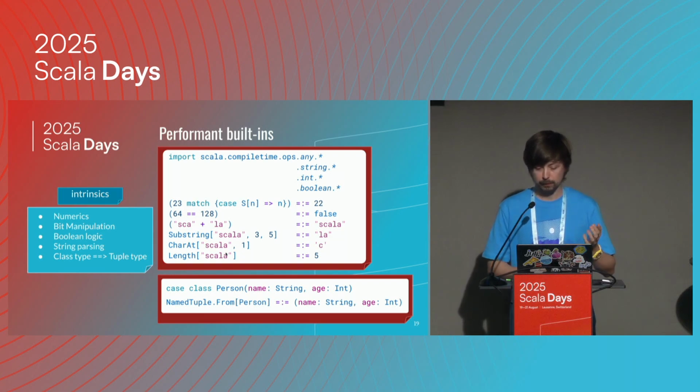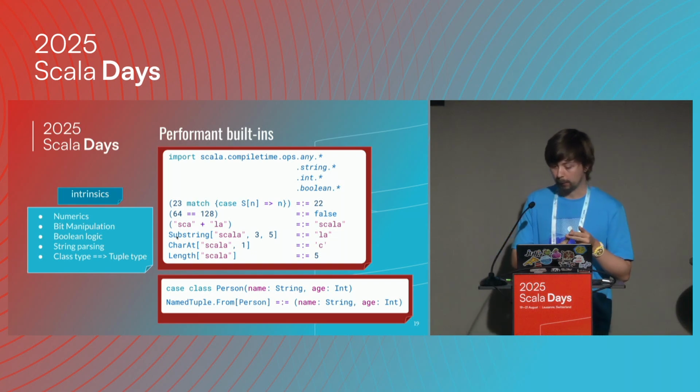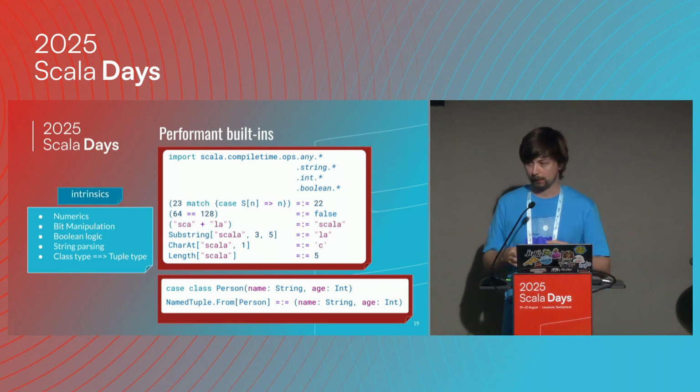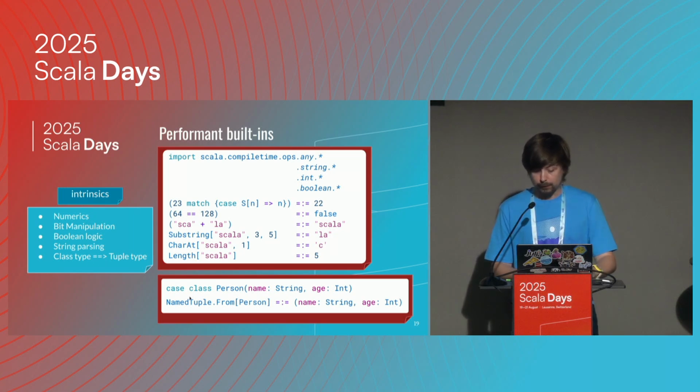You can check equality, you can concatenate strings, and these ones are particularly important for that routing demo I showed: substring, character at, and length. These basically help you build parsers for any sort of domain-specific language you want out of a string type. And I'll show more demos later. And then we also have conversions from case class to named tuple type, so that's named tuple from. In general, these live in this Scala compile time ops library, and there's several ones for all the various primitive types and the string type.